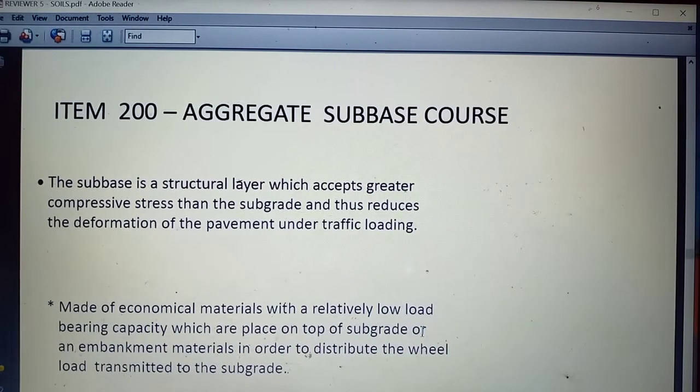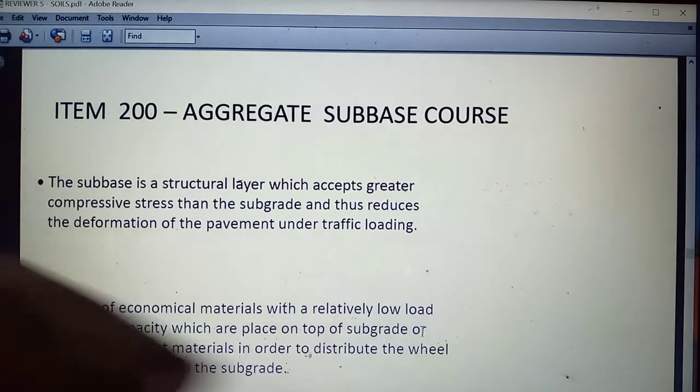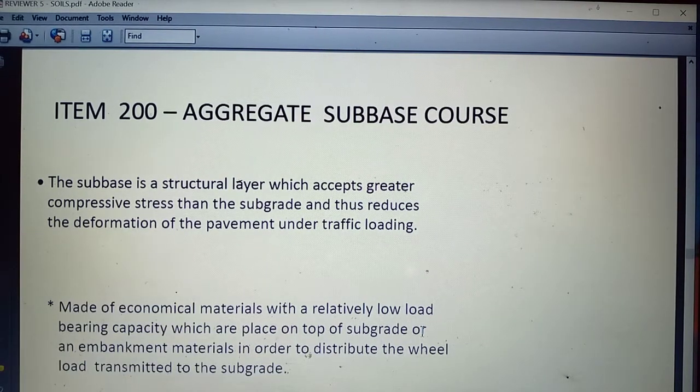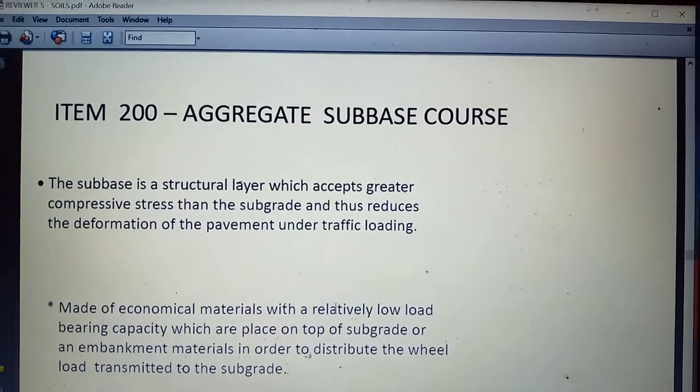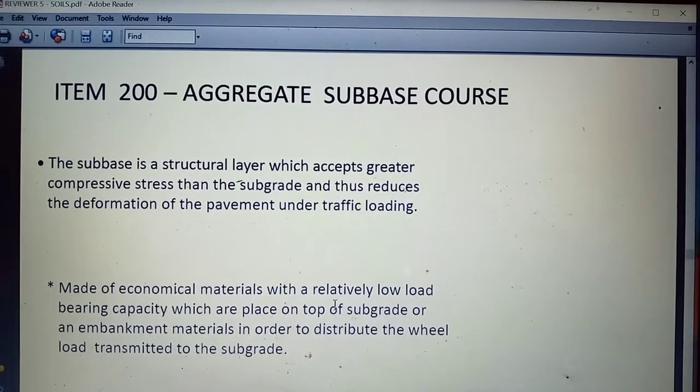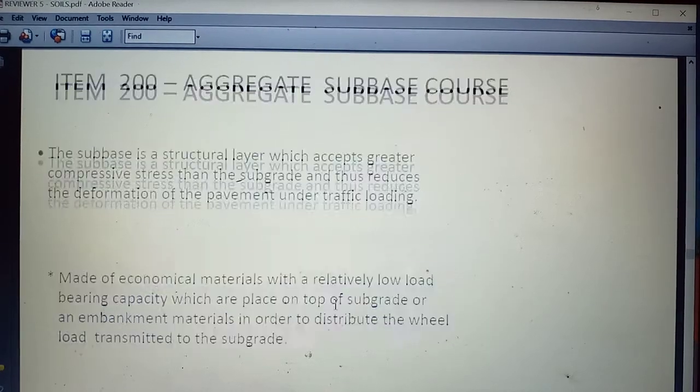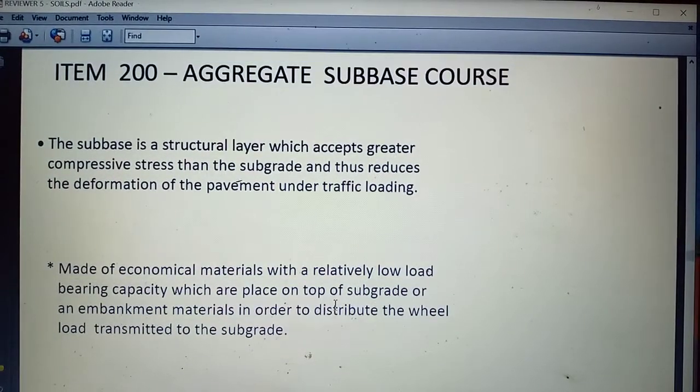Subbase is a structural layer which accepts compressive stress than the subgrade and thus reduces the deformation of pavement. Sensya na rin, umuulan dito habang nagre-record ako, so no choice ako. It is made of economical materials with a relatively low load-bearing capacity which are placed on top of subgrade or an embankment material in order to distribute the wheel load transmitted to the subgrade. Yan yung subbase.